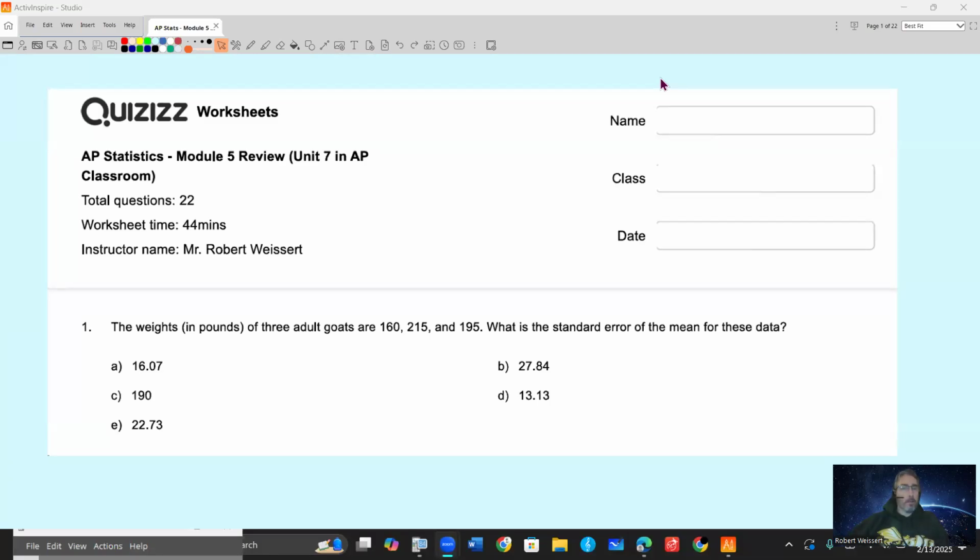This is going to be our Module 5 review. This is Unit 7 in AP Classroom, specifically multiple choice questions. In my class, we spend a lot of time doing written responses. So let's really dive deep into how to answer these multiple choice questions.